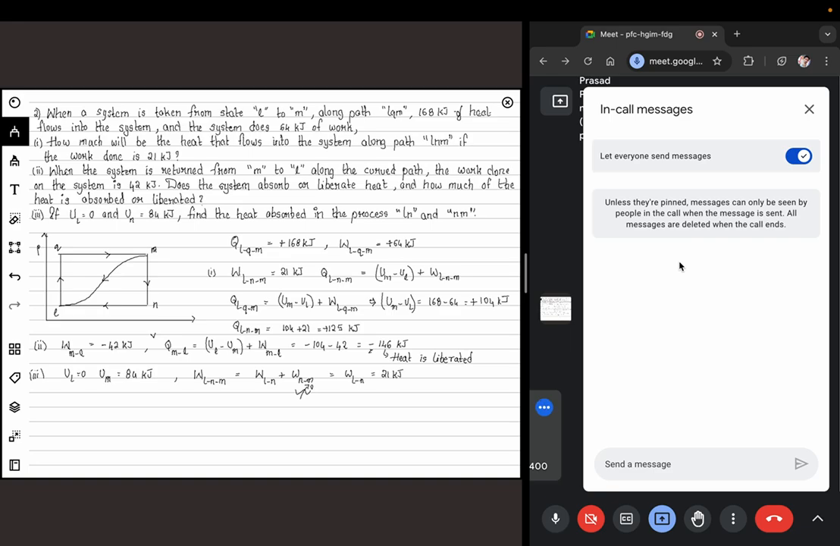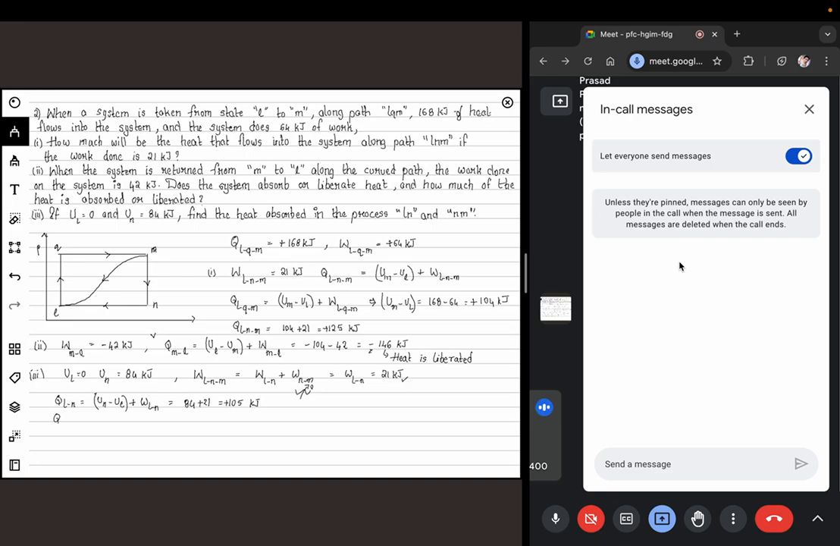Now for the process LN, do we know anything about it? It's a constant pressure process. So how do we calculate it? Q_LN is delta U between final and initial state, so that is UN minus UL plus W_LN. UN minus UL is provided here and W_LN we have calculated just now. This gives me a value of plus 105 kilojoule.